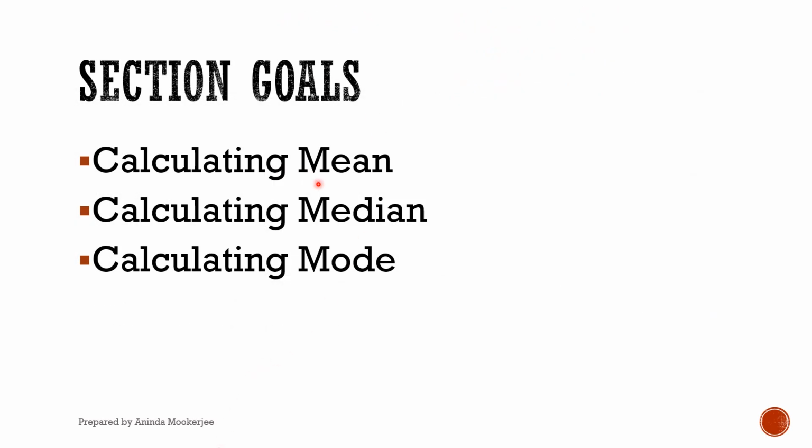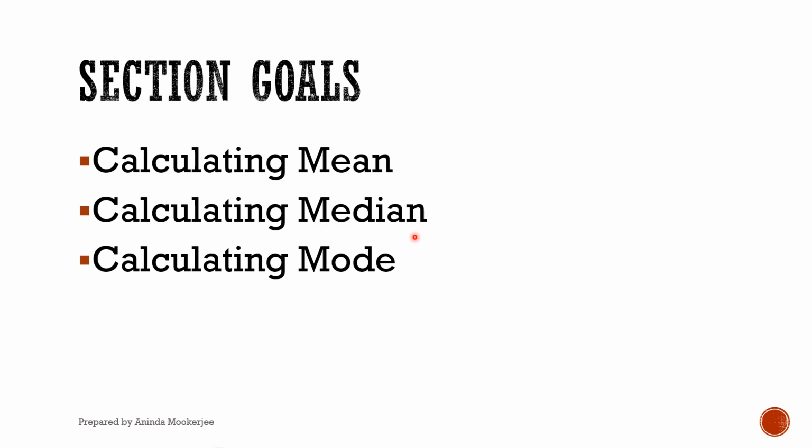Now, the three measures of central tendency are the mean, median, and mode. The mean is nothing but the average of a set of data, right? And almost all of us know how to calculate the average. The calculation of the mean is going to be the same as calculating any average. Only in statistics, instead of saying average, we use the term mean.